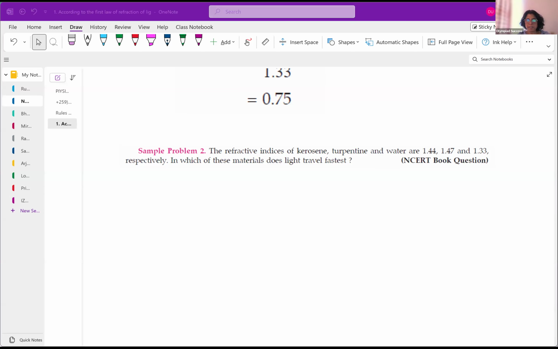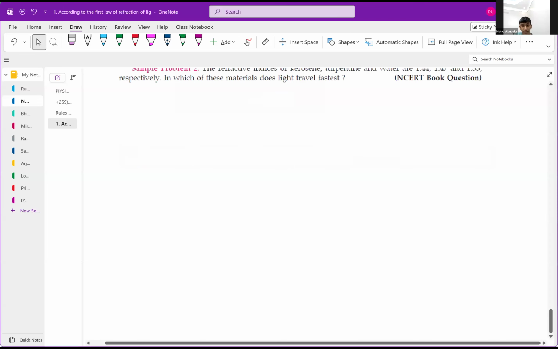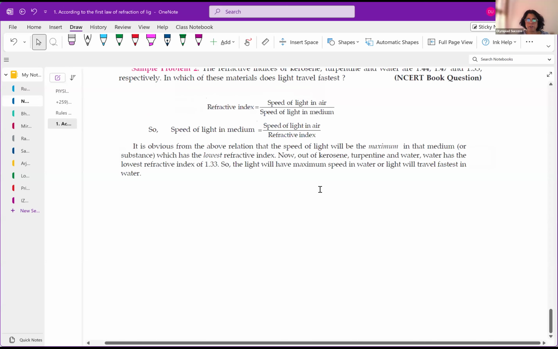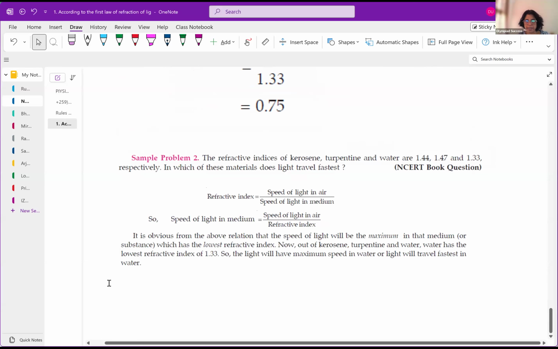So in which material does light travel the fastest? Water. Yeah. So basically, write it like this: the refractive index is equal to the speed of light in air divided by the speed of light in the medium. Therefore, the light having the maximum speed is in water, so light will travel the fastest in water. Correct.